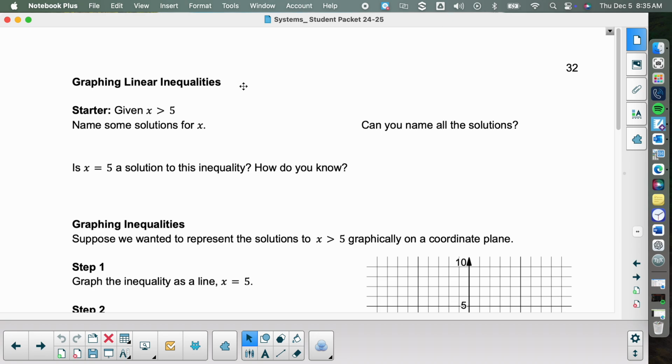Up here it says given x is greater than 5. Give me some numbers that work for that. 6. Good. Greater than 5. Yep. There we go. I assumed that was the next answer, and I already know the next answer, right? 8. Okay, there we go. So those are numbers that are bigger than 5.